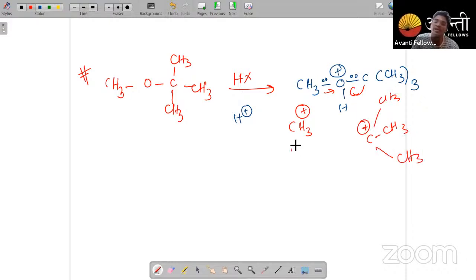We know this is a methyl cation, not primary. And what about this one? This is a tertiary cation. And what have we said? If we are having a tertiary carbocation, which is more stable, this will be more preferable. So that is why oxygen will take the electrons from number 1 carbon.